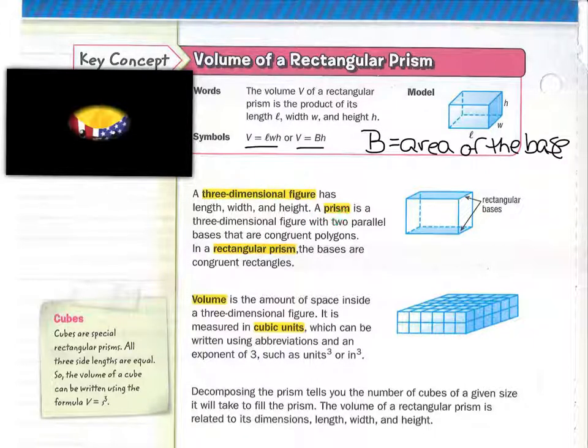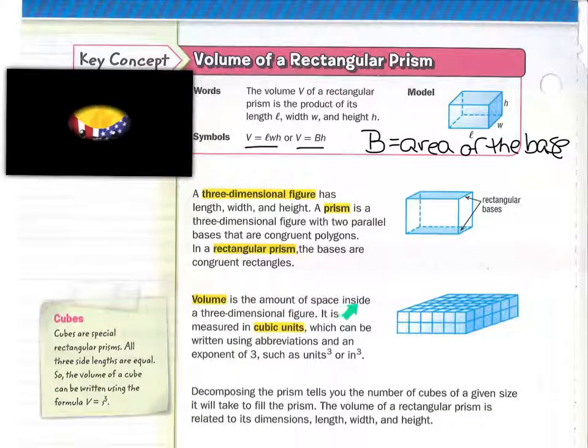A prism is a three-dimensional figure with two parallel bases that are congruent polygons. That's where you can see this prism has two rectangular bases that are both polygons. They're both rectangles, so they're polygons. They're the same shape and size. That's what makes it a prism. In a rectangular prism, the bases are congruent rectangles. So this is a rectangular prism because both of its bases are rectangles.